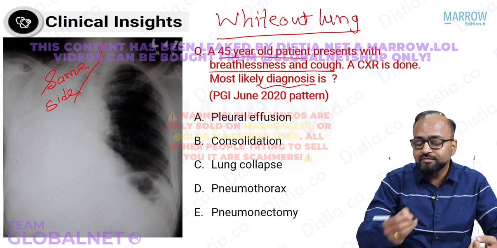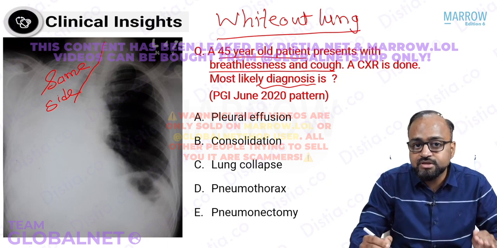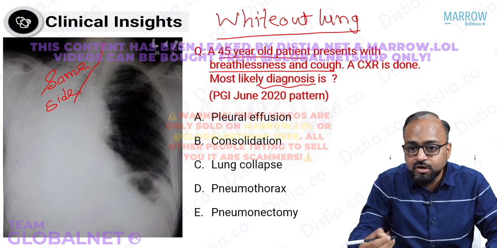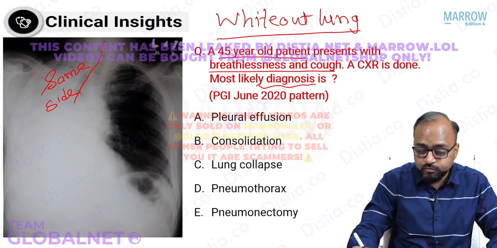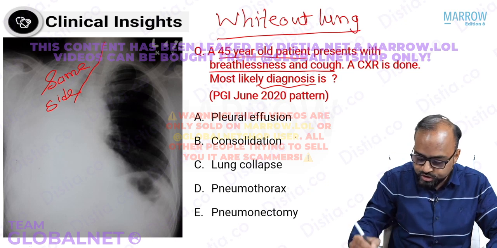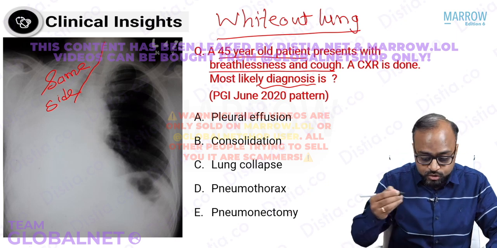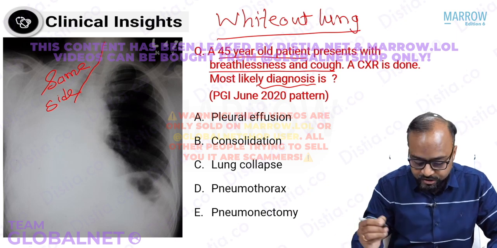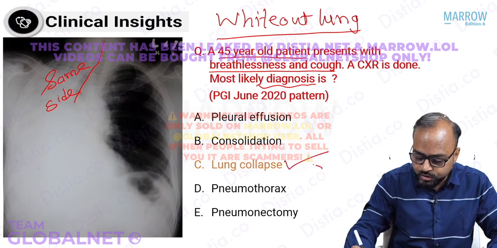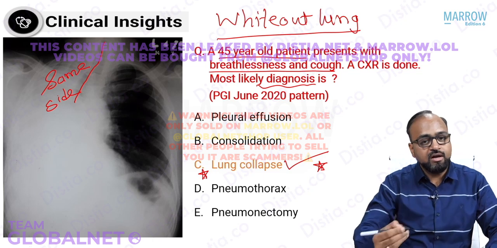So if trachea is deviated towards the same side, it means that the underlying pathology there must result in volume loss. And what underlying abnormality will result in volume loss here? Pleural effusion will cause mass effect, consolidation no change, pneumothorax will cause mass effect, pneumonectomy could be yes. So this could be pneumonectomy, right? But there's no surgical history of pneumonectomy which is given here, and therefore the most predominant underlying abnormality here is expected to be lung collapse.